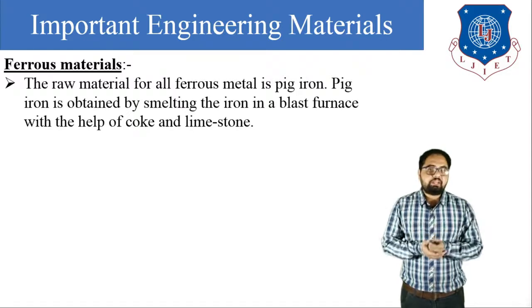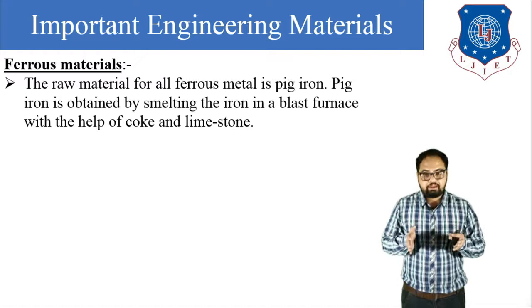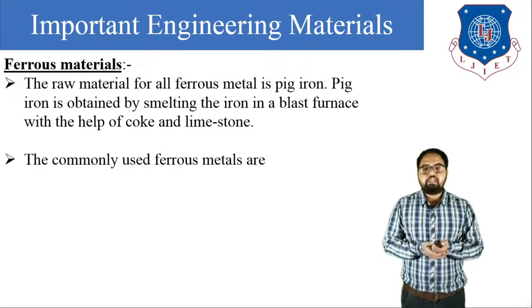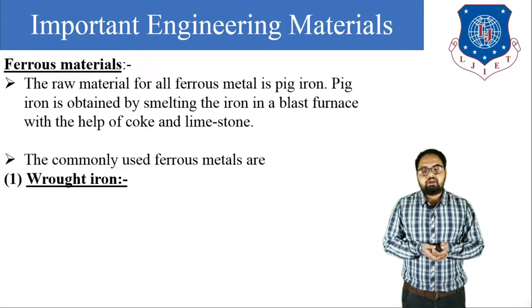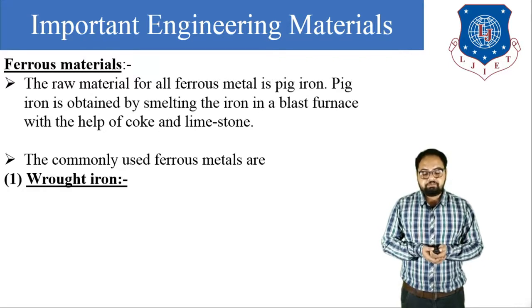So the ferrous material is the material in which iron is the main constituent, and the raw material for all ferrous material is pig iron. And pig iron is obtained by smelting of the iron in a blast furnace, and in the blast furnace, with the help of coke and limestone, we get pig iron. And the commonly used ferrous materials are wrought iron, steel, alloy steel and cast iron. So let's start. The first is wrought iron.